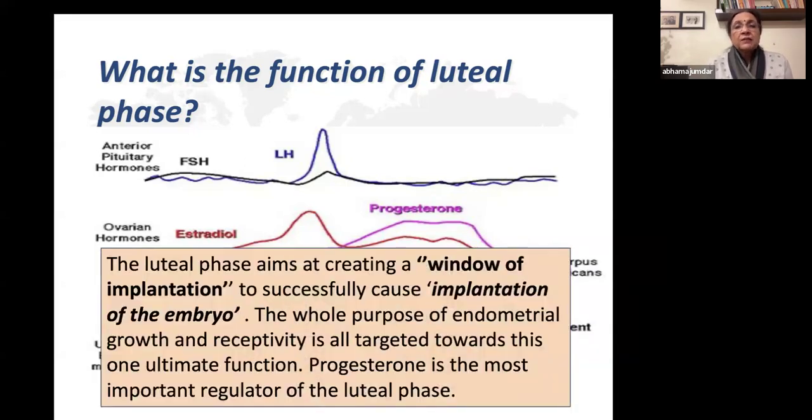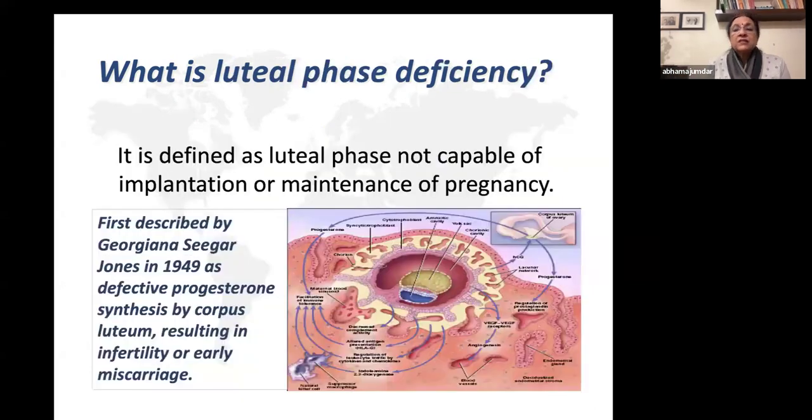So luteal phase aims at creating a window of implantation to successfully cause implantation of the embryo. The whole purpose of endometrial growth and receptivity is all targeted towards this one ultimate function. Progesterone is the most important regulator or orchestrator of the luteal phase. So it is just progesterone, progesterone, progesterone.